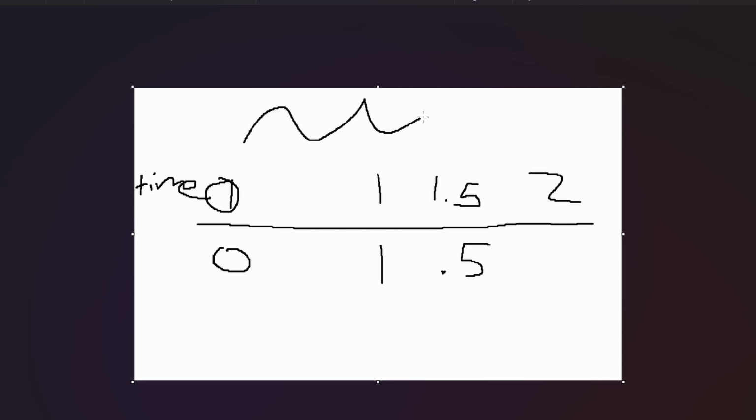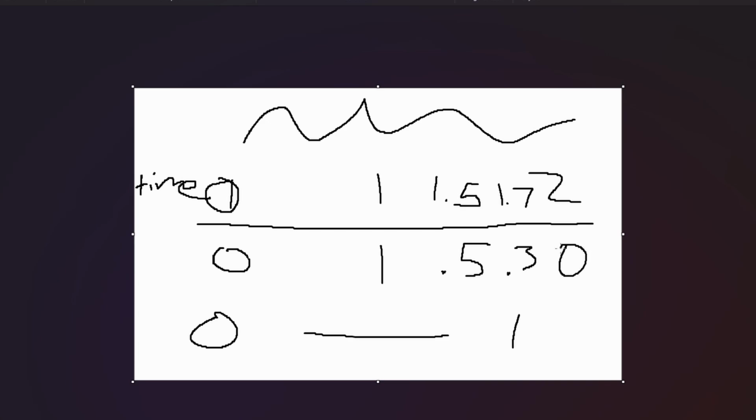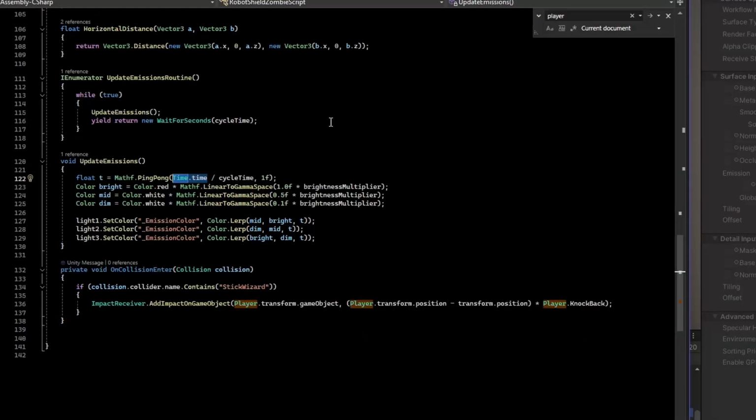The ping pong is like up and down, right? So it's only a number between 0 and 1, that's the range. At 1.5, it would be back to 0.5. 1.7 would be 0.3. And then at 2, this number will be 0. So as the number counts up, it only goes up to 1, and then it goes downwards after it hits the max value. So the input is the time, and we're dividing the time by the cycle time.